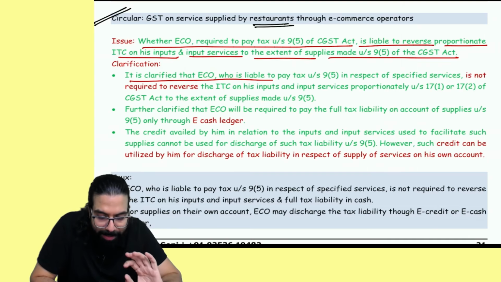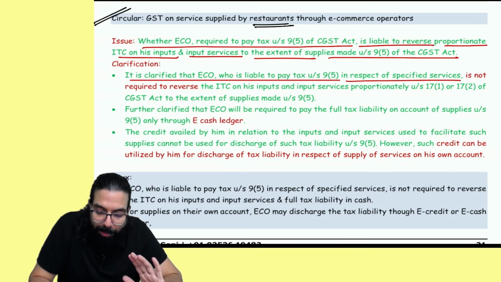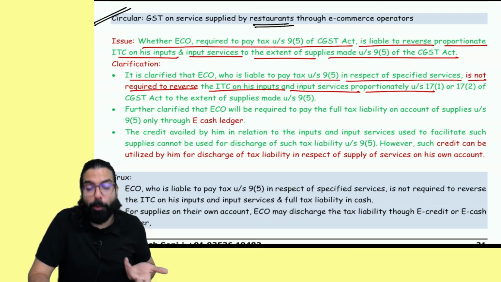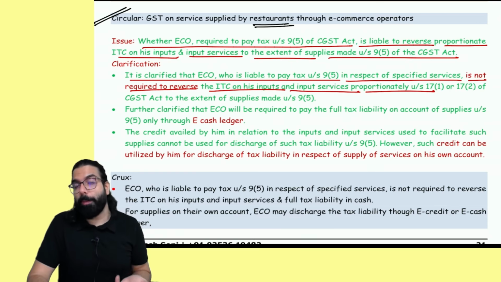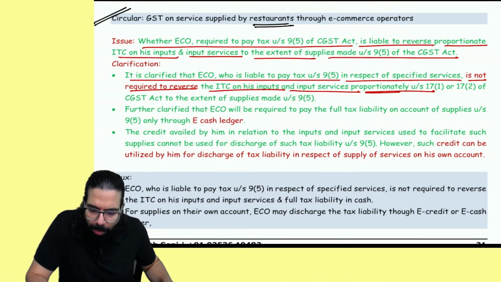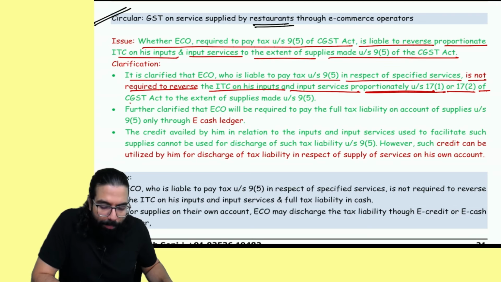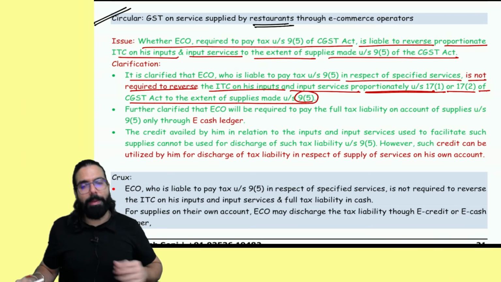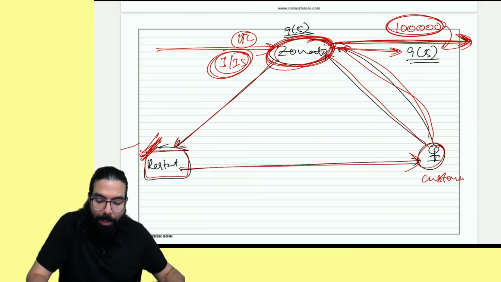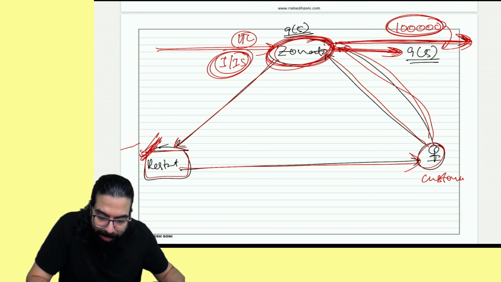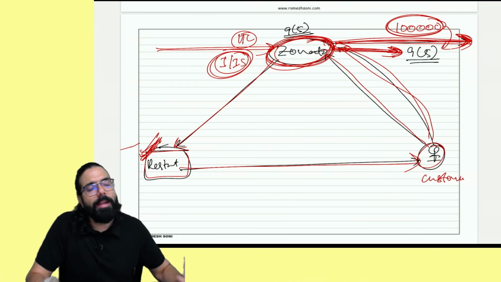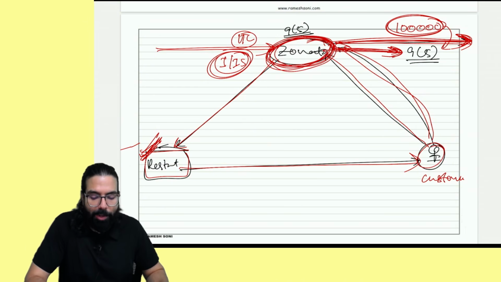It is clarified that an e-commerce operator, which is liable to pay tax in respect of specified services, is not required to reverse the ITC on input and input services proportionately. Taxable exempt supply? Is section 9(5) supply an exempt supply? No. Under 17(1) and 17(2) of the CGST Act, to the extent made under section 9(5), there is no reversal required. All input and input service credit will be available on its commission and other services, and on the 9(5) supply on which it is collecting and paying the tax. There is no reversal required to be done by the e-commerce operator.